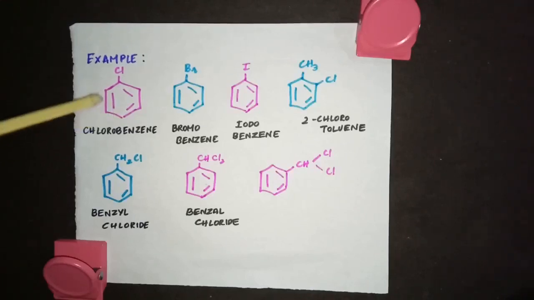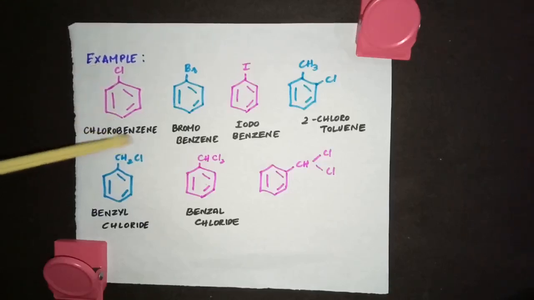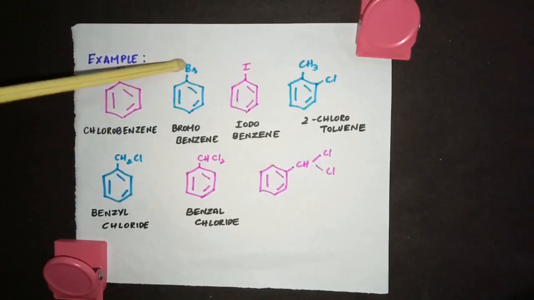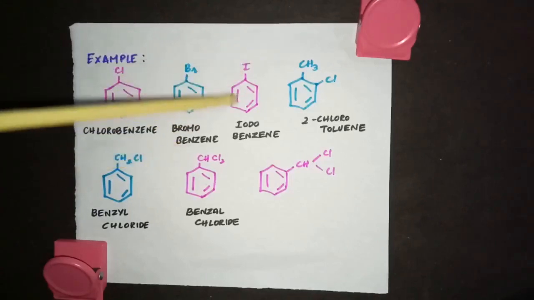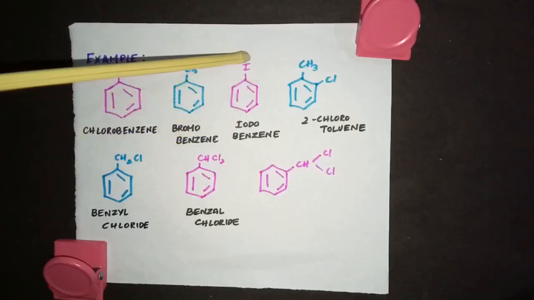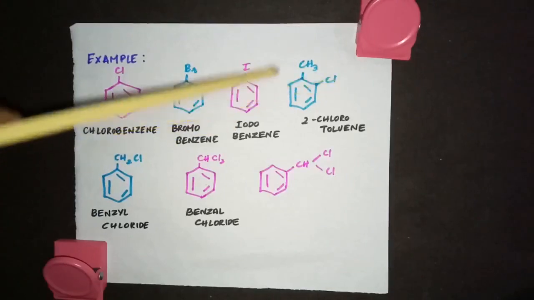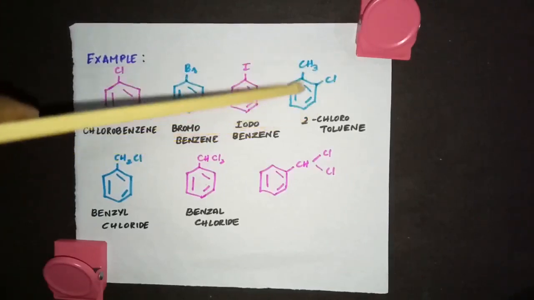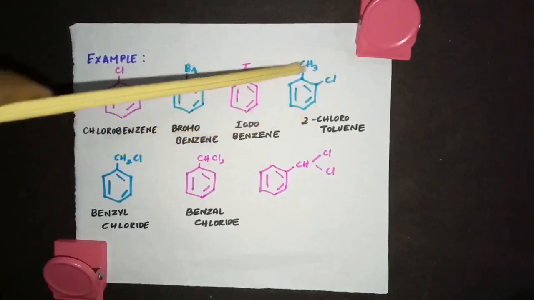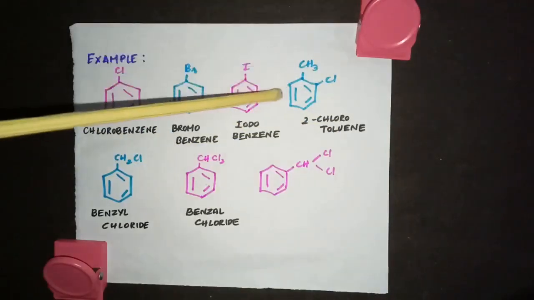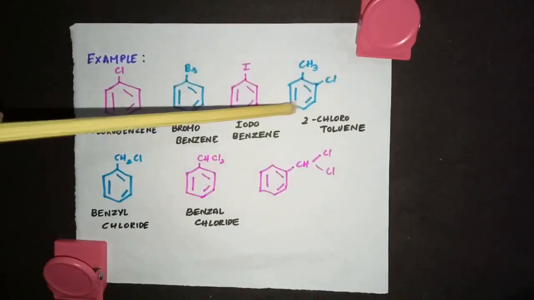Look at this compound. You have a benzene ring and a chlorine is directly attached to this. We call this chlorobenzene. If a bromine is attached to the benzene ring, we call this bromobenzene. And this is iodobenzene because the iodine is attached to this. Here you have a CH3 and a Cl. Without this Cl, we call this compound toluene. And in the second position you have chlorine, so 2-chlorotoluene is the name of this compound. This is also a haloarene because the chlorine is directly attached to the aryl group, which means the benzene ring.